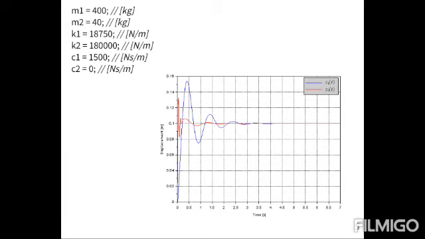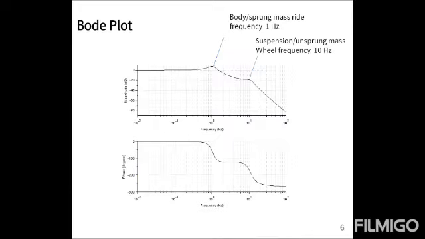Bode plot is a graph of frequency response of the system. It is a combination of magnitude plot and phase plot. Magnitude plot or gain plot expresses magnitude of the frequency response. Phase plot expresses the phase shift.